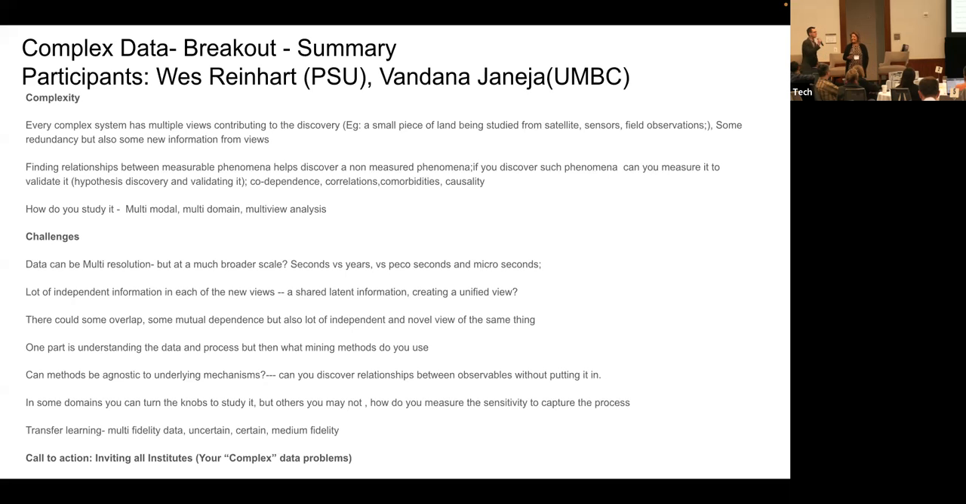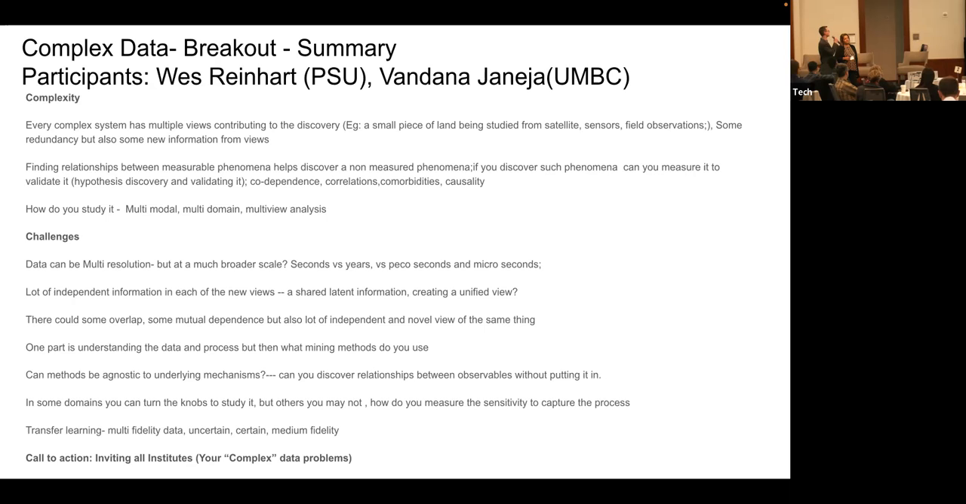Yeah, of what we discussed. So basically, not as part of the DSC, but as part of other sponsored projects that I do, I'm running into this complex data problem a lot. So Vandana and I had a very robust conversation about this. The example that we put on here was from the iHarp, since that's what we heard about yesterday. Every complex system is going to have multiple views. We called it maybe multi-modal, multi-domain, multi-view. There's a lot of ways to say it.